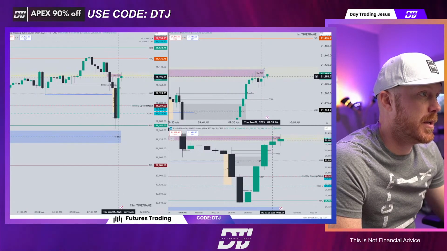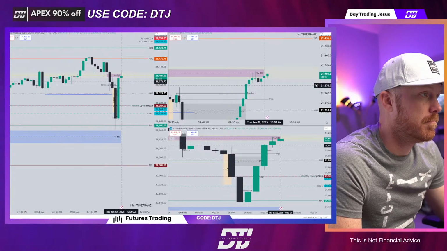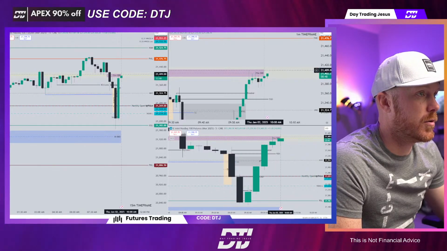No displacement in this candle from this order block, so can't do anything long here.